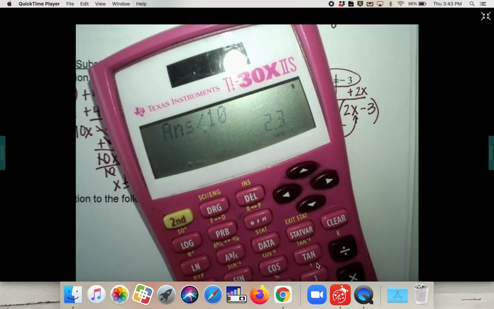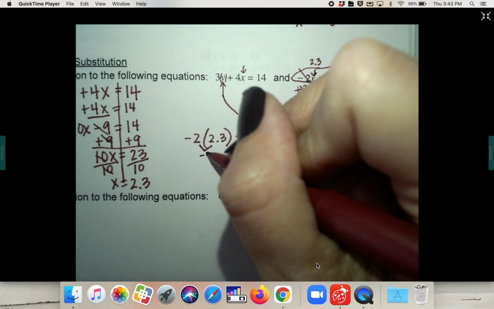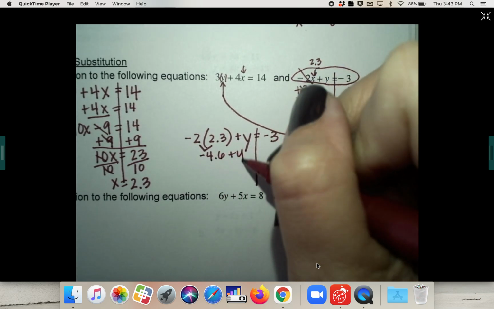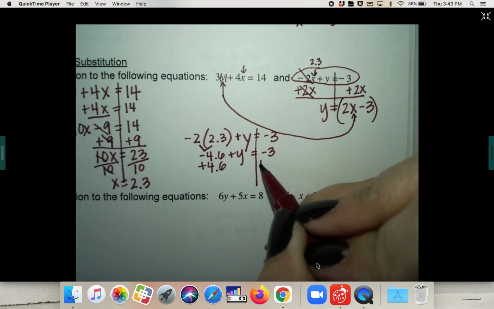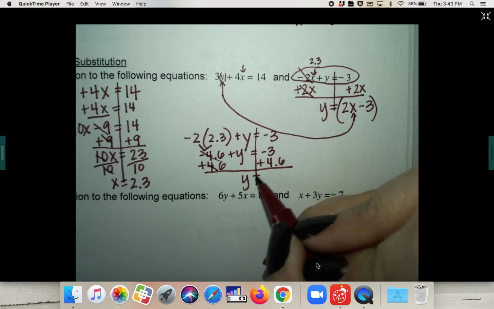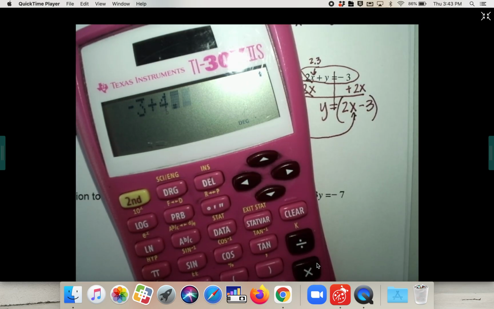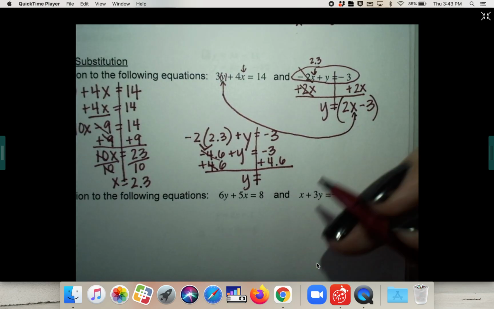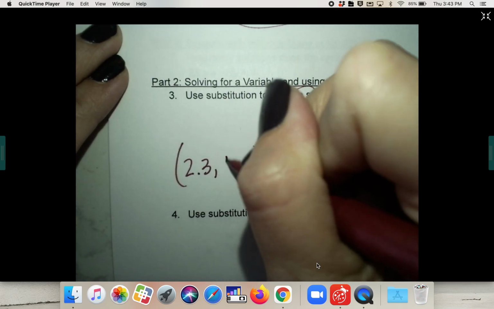-2 times 2.3 is -4.6 plus y equals -3. I'm going to add 4.6 to both sides. Y equals whatever -3 plus 4.6 is. 1.6. So our y coordinate is 1.6.